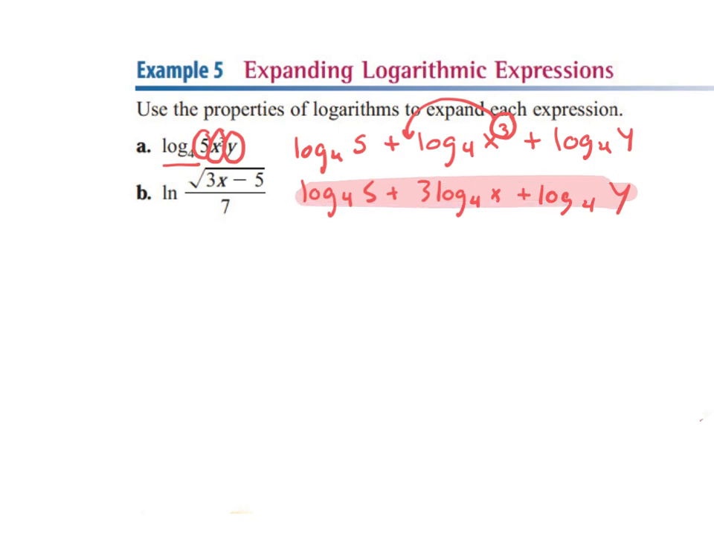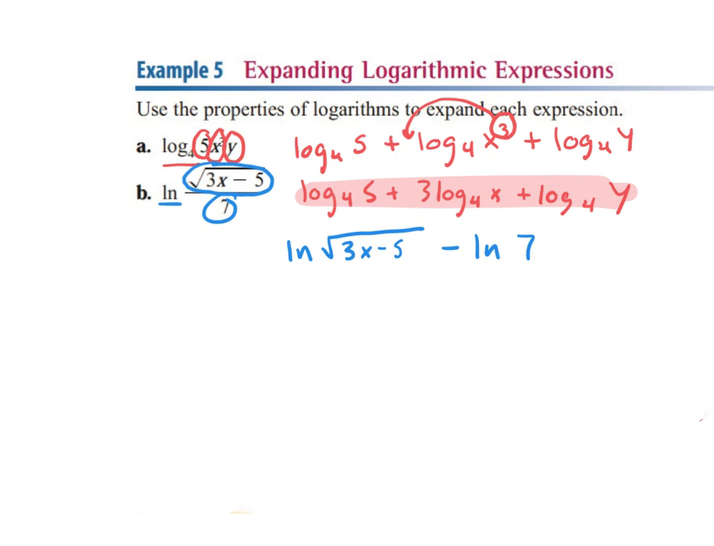Next, we're going to look at b. So we're going to take it one step at a time. First, we have this top, square root of 3x minus 5, divided by 7. We know that we can split up division with subtraction. So this is ln of the square root of 3x minus 5 minus, because it's division, so we're using subtraction, and anytime we break it apart, we have to give it its own ln. So ln of 7.